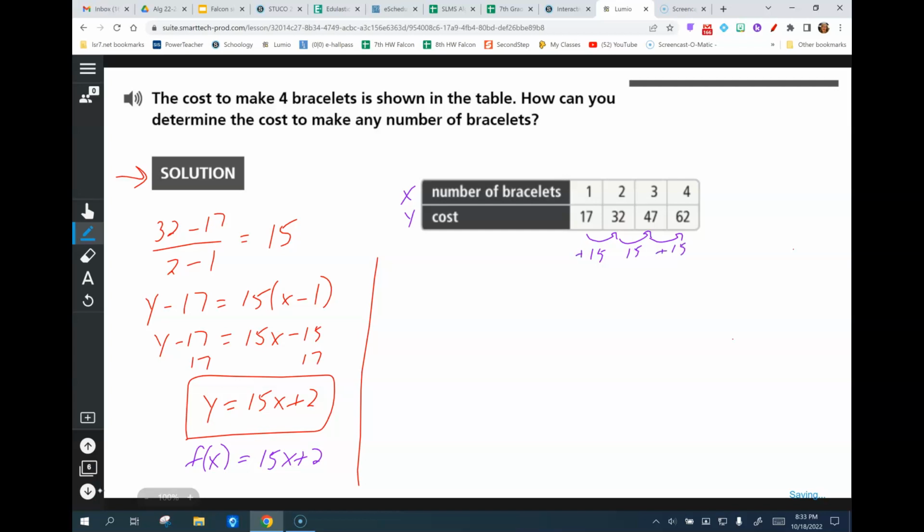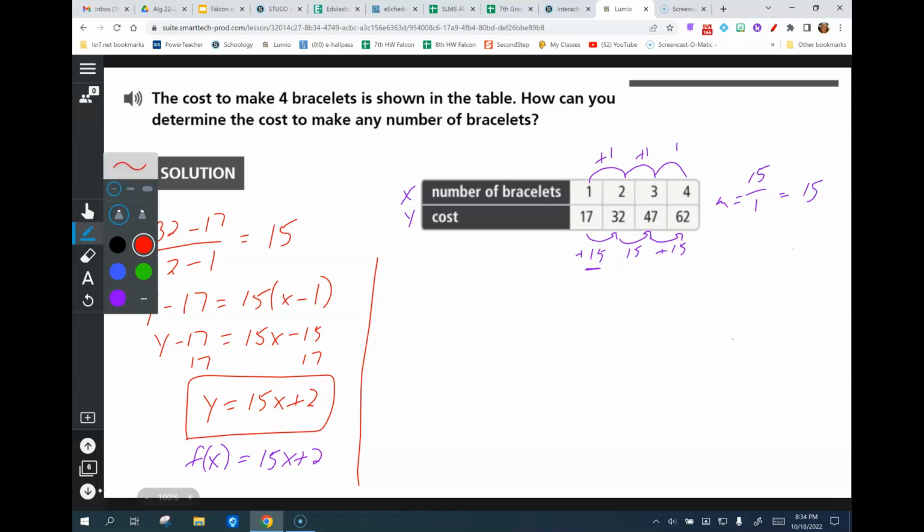Okay? Now what's happening from here to here? Oh, I'm adding 1. And I'm adding 1. And I'm adding 1. So what is my change in y? It's 15. What is my change in x? 1. So my slope would be equal to 15. Now, there's more to it. This is really cool. So far I have that my equation is going to be 15x. But we have to find this y-intercept.